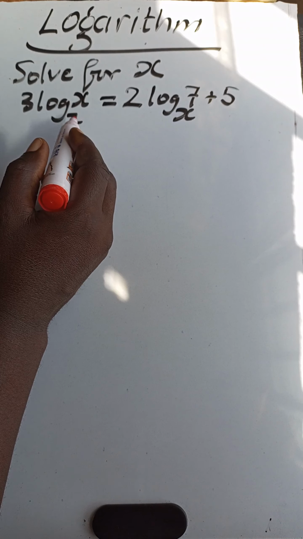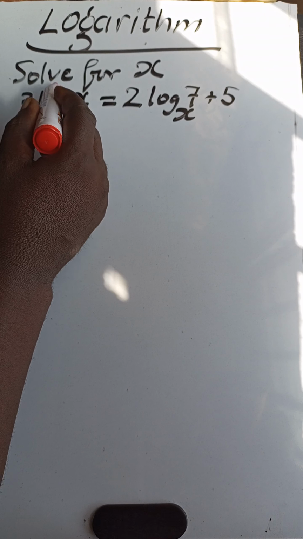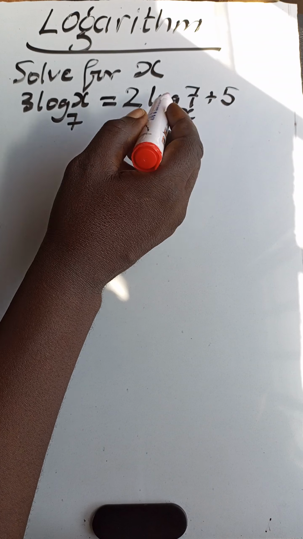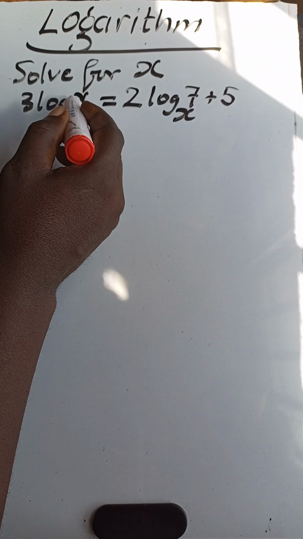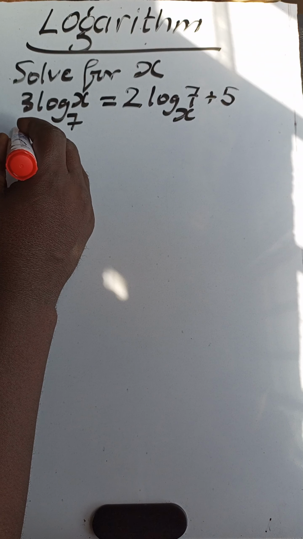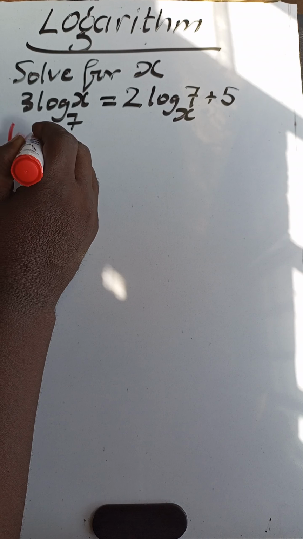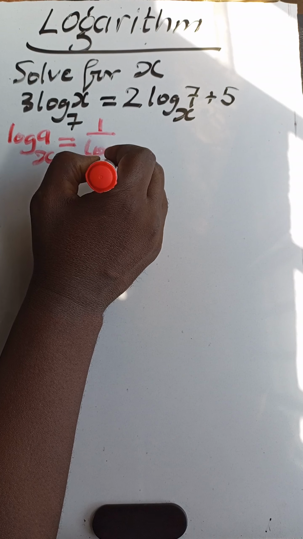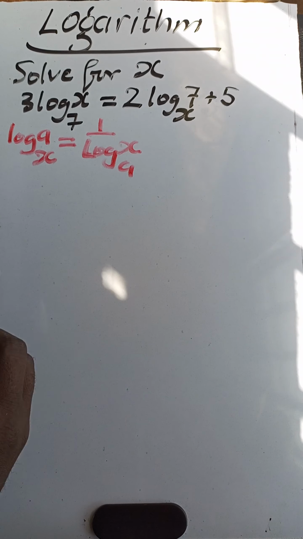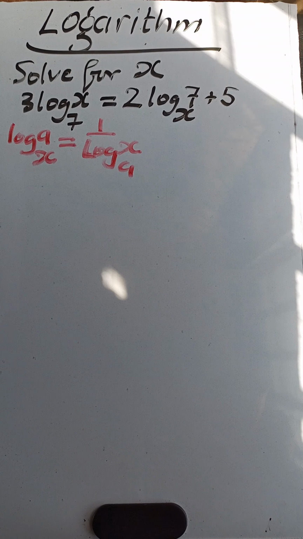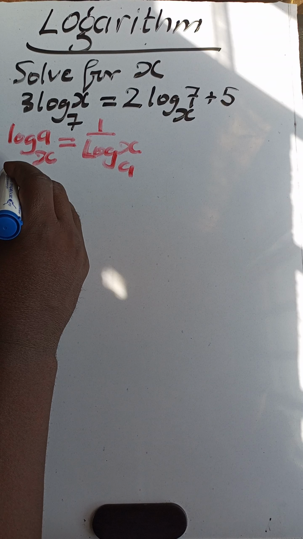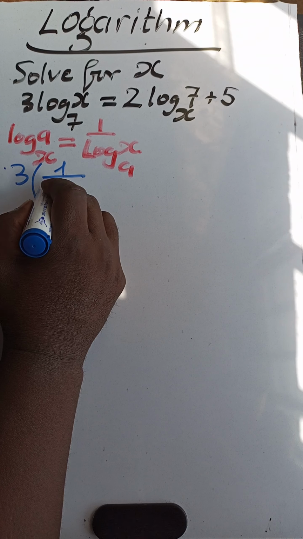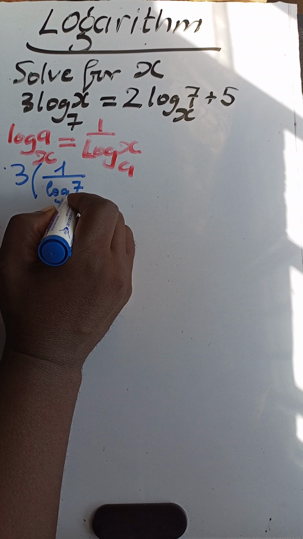So it is advisable, the first thing to do is to try to have the same expression, either log x base 7 on both sides or log 7 base x on both sides. So let us convert this to log 7 base x. Now we're going to use the law which says that log a base x is equal to 1 all over log x base a. So this now therefore becomes 3 into 1 all over log 7 base x.